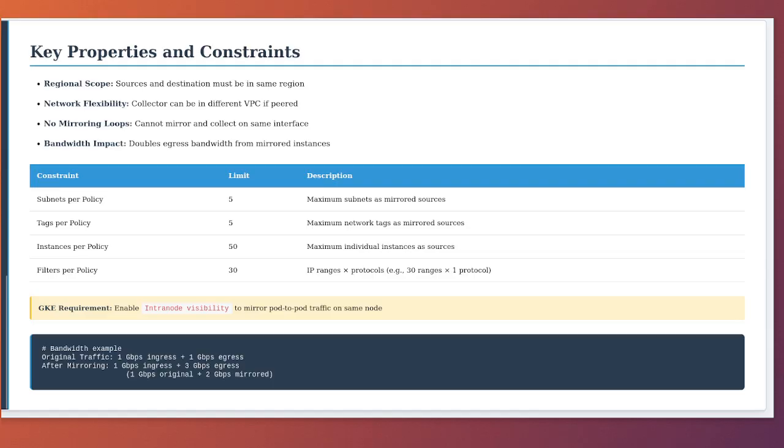There are also quota limits to be aware of. Each project has a maximum number of packet mirroring policies you can create. For each policy, you can specify up to 5 subnets, 5 network tags, or 50 individual instances as mirrored sources. The maximum number of filters per policy is 30, calculated as the number of IP address ranges multiplied by the number of protocols. So you could have 30 ranges with one protocol, but not 30 ranges with 2 protocols, as that would be 60 filters exceeding the limit.